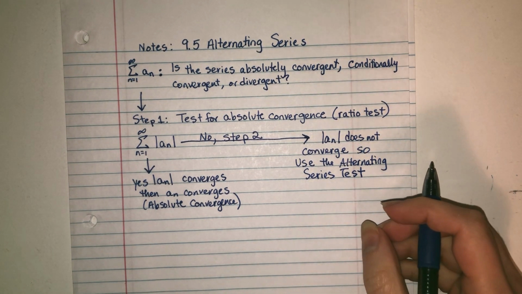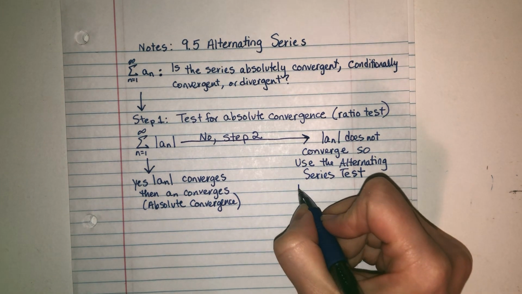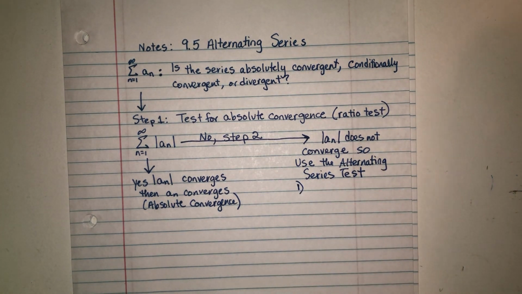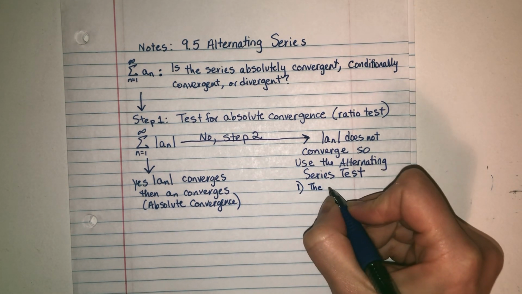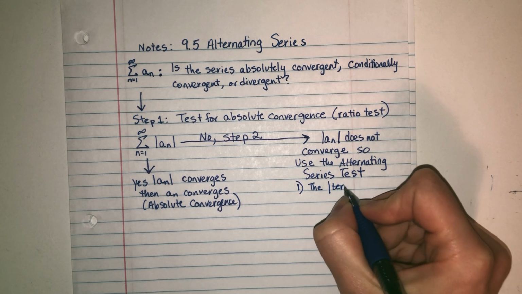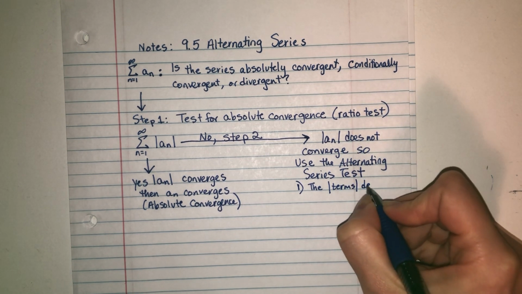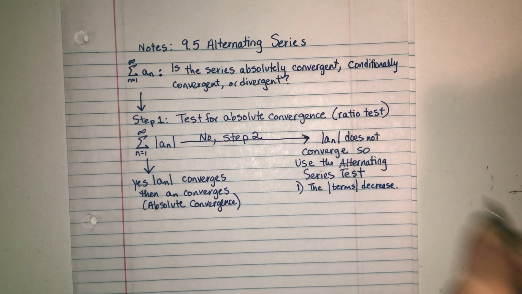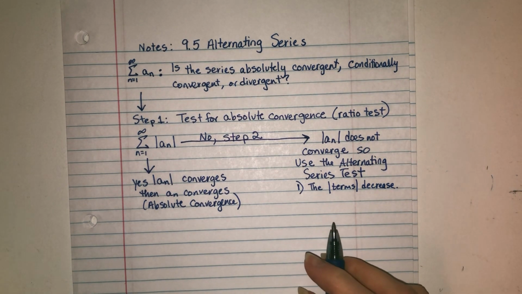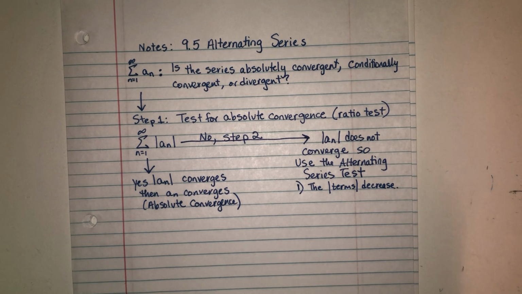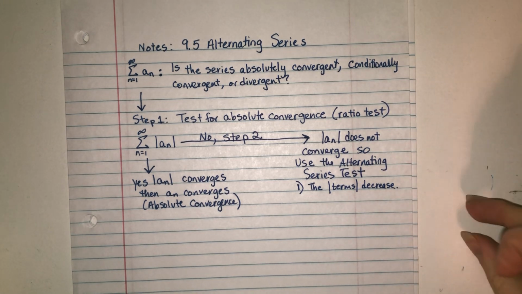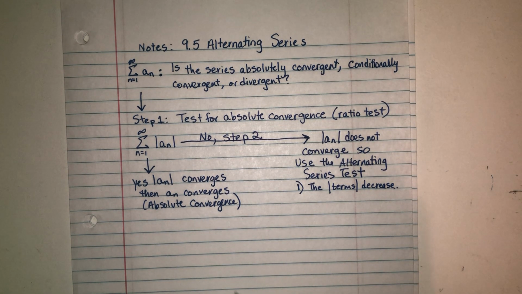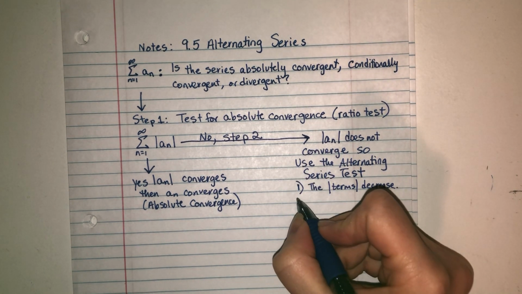Okay, and so for the alternating series test, it's a two-step process. First, we're going to check to see if the absolute value of the terms decrease. And I didn't write that out in a sentence. I just put the word terms in absolute value bars. How do you like that? The absolute value of the terms decrease. So as I move along in my series, the value of each fraction or whatever is getting smaller. Basically, like the denominator growing would be a common way to see that.